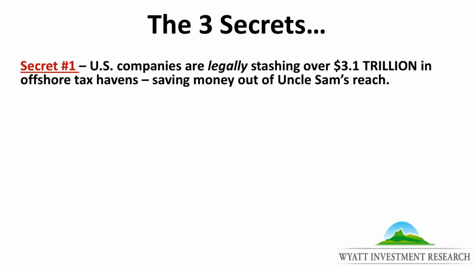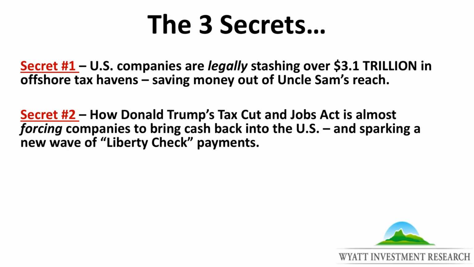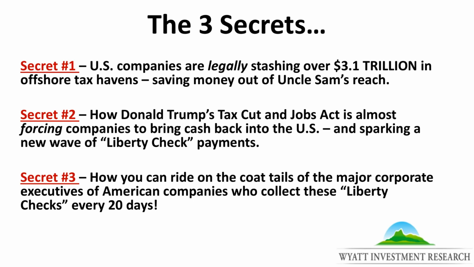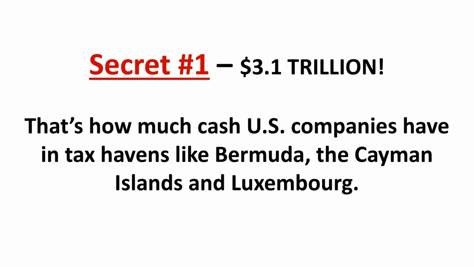So let's walk through the secrets here. Secret number one is that U.S. companies are legally stashing over $3 trillion in offshore tax havens, and they're saving this money and keeping it out of the hands of Uncle Sam. Secondly, Donald Trump's Tax Cuts and Jobs Act, which was passed late December of last year, is almost forcing companies to bring back cash into the U.S., and it's sparking a new wave of Liberty Check payments. The third thing that you're going to learn about is how you can ride on the coattails of some major corporate executives of America's biggest and best companies who collect these Liberty checks every 20 days. So let's get right into it.